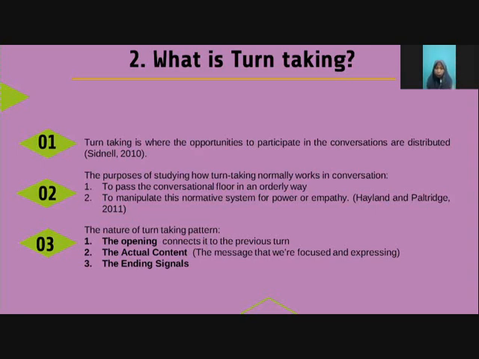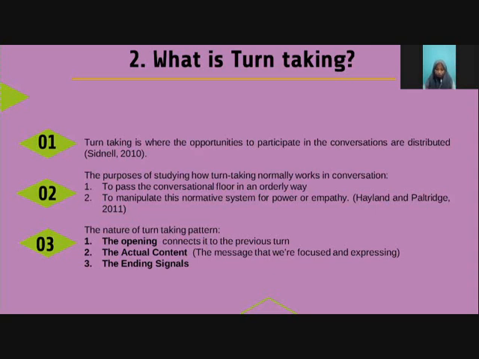Next, the purposes of studying how turn-taking works. The first is to pass the conversational floor in an orderly way, and the second is to manipulate this normative system for power and empathy. This is according to Helen and Paltridge 2011. Both of these are the purposes of studying how turn-taking normally works in conversations. This is really important to be taken into account.